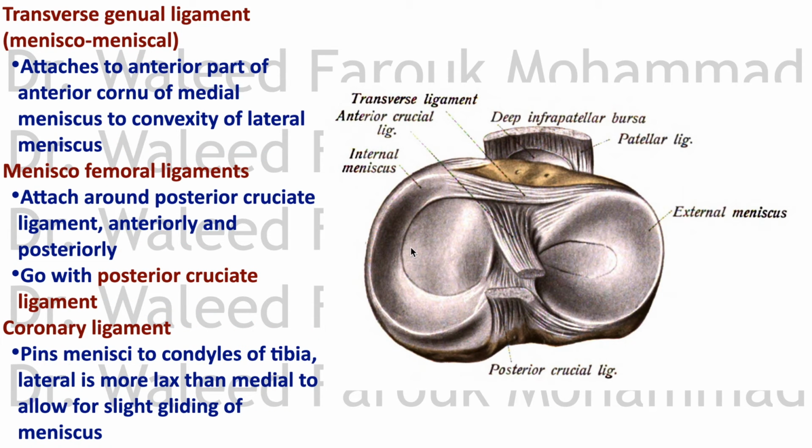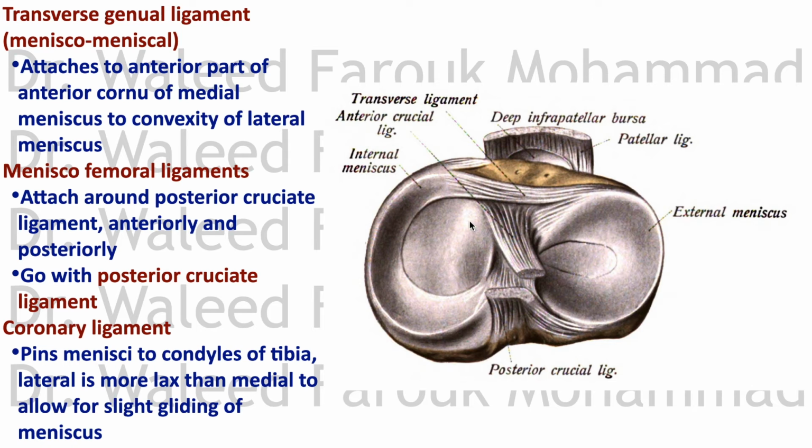Transverse genual ligament, or transverse ligament of the knee. This ligament attaches the tip of the anterior horn of the medial meniscus with the convexity of the lateral meniscus, as you can see here. The meniscofemoral ligaments are two cord-like ligaments that surround the posterior cruciate ligament from the anterior aspect and the posterior aspect. They are attached with the attachment of the posterior cruciate ligament.